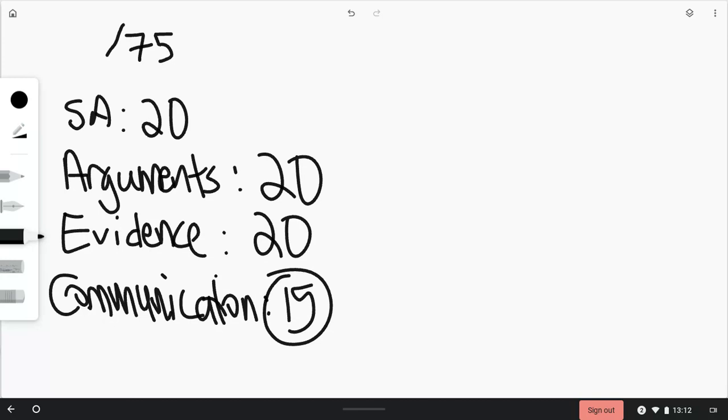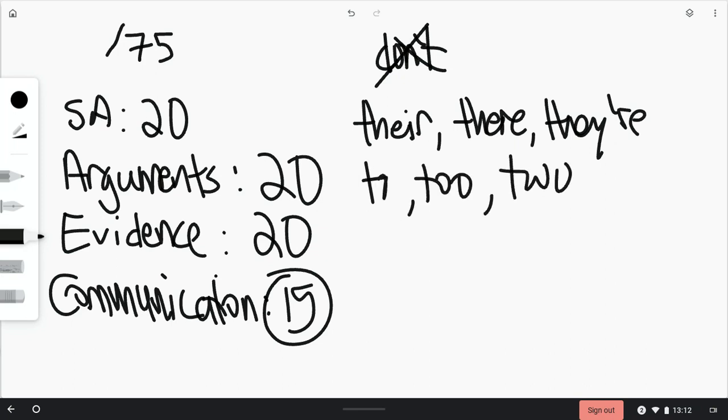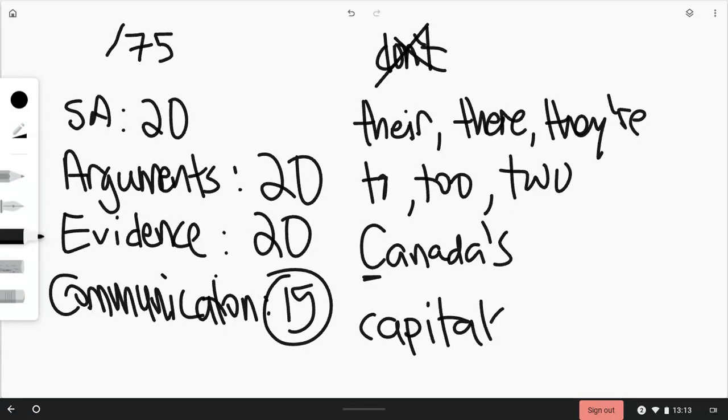So, no contractions. Don't use contractions. There, their, they're. Use these correctly. To, too, two. Apostrophes. Canada's approach, which then capital letters. The more errors I find, the less you get out of 15.